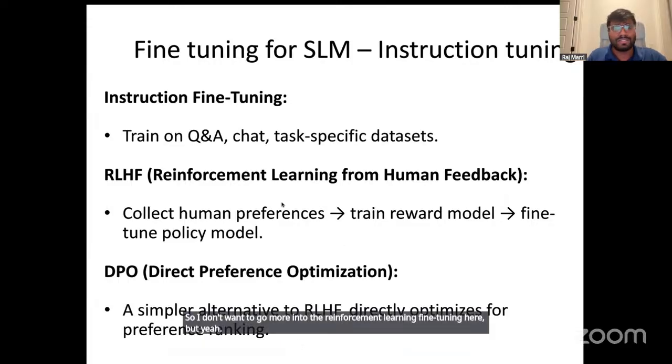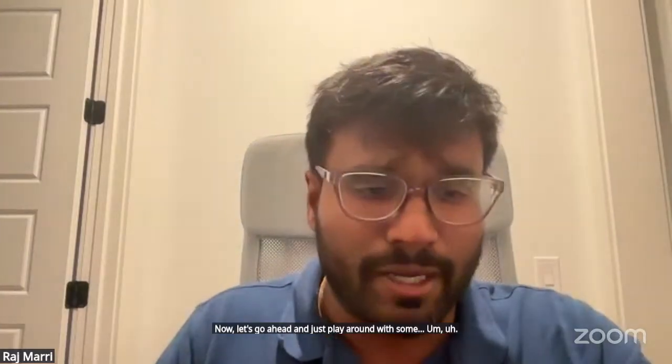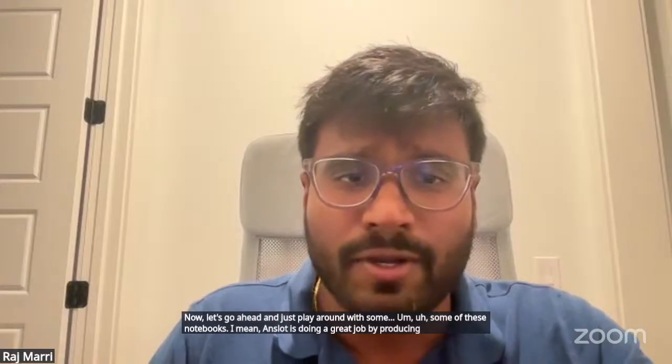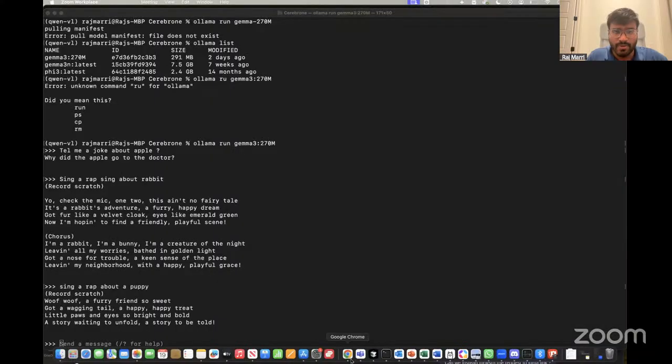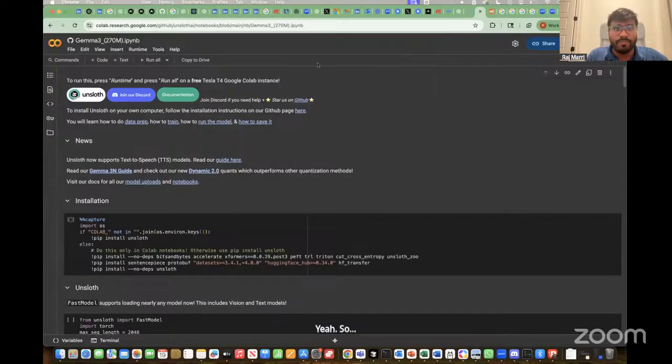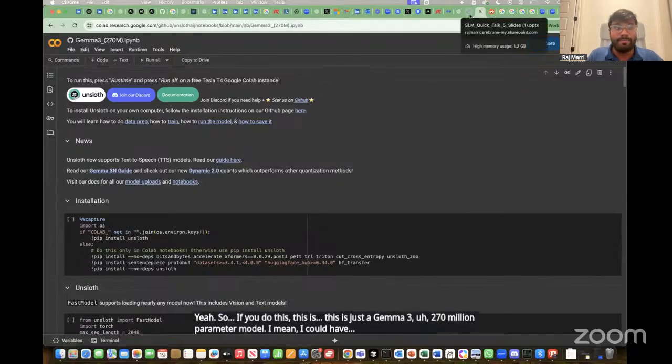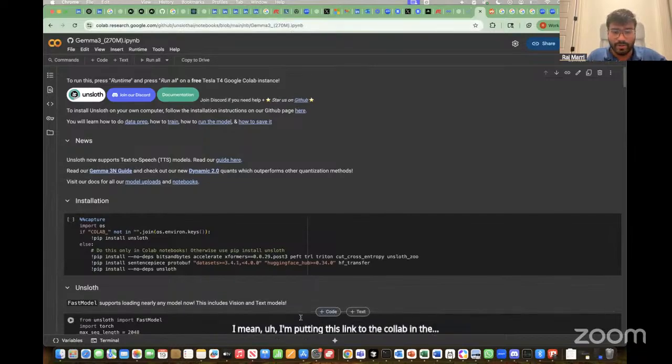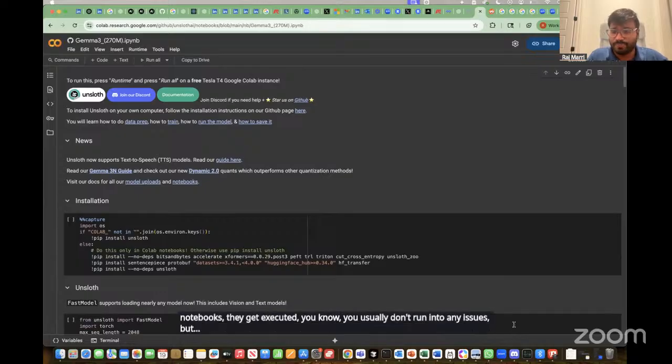Now let's go ahead and play around with some of these notebooks. Unsloth is doing a great job producing these notebooks. Let me take you to this. Yeah. If you see, this is just a Gemma 3 270 million parameter model. I'm putting the link to the Colab in the chat, so if anyone wants to follow along, just execute it. These are great notebooks. They get executed, and you usually don't run into any issues.